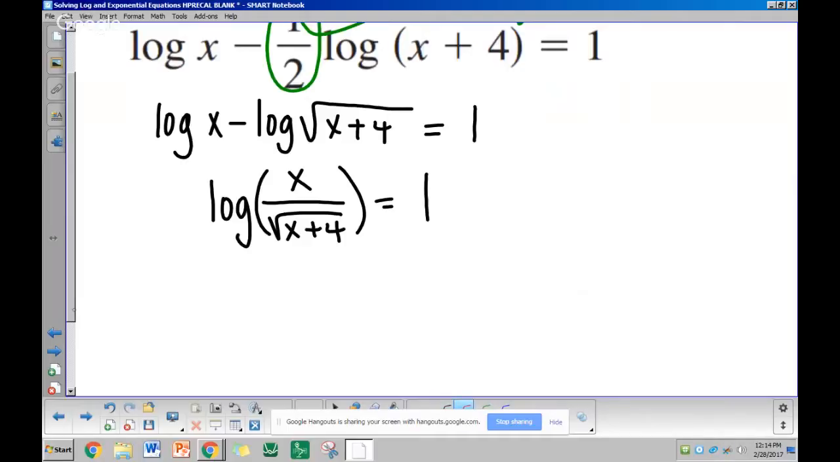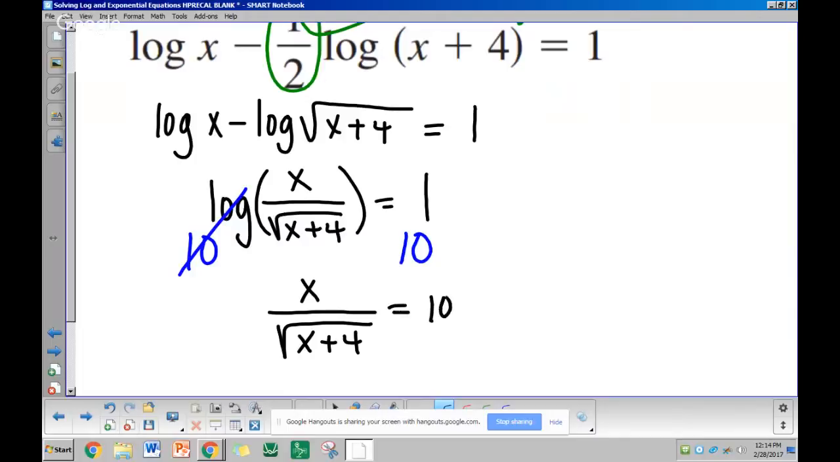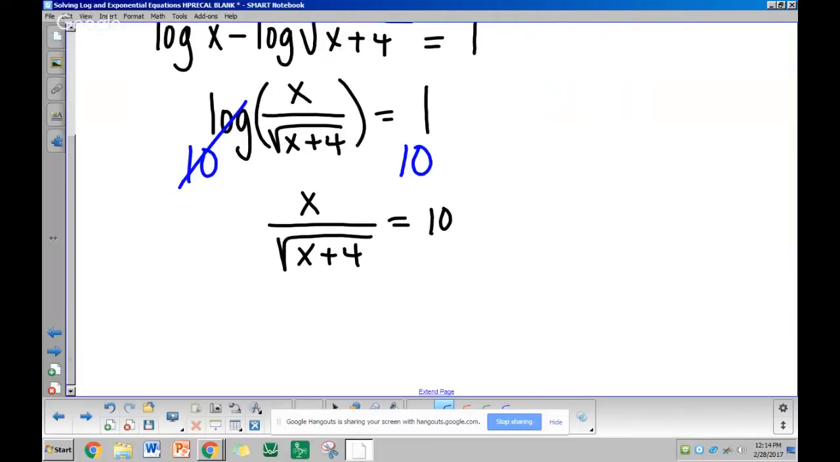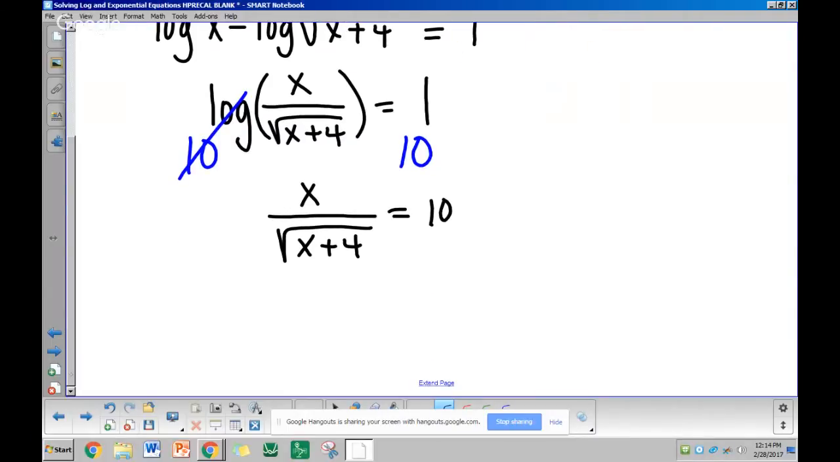Very nice. With base 10. And the log on the left side and the 10 cancel, and then we're left with x over the square root of x plus 4 equals 10. Now we're going to have to cross multiply. 10 root x plus 4 equals x.